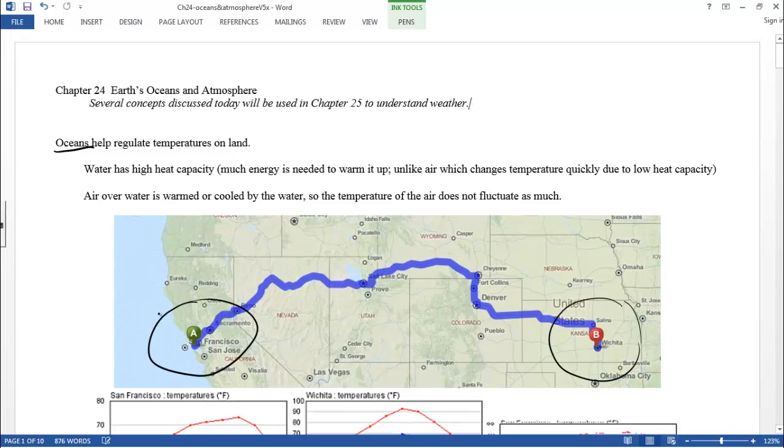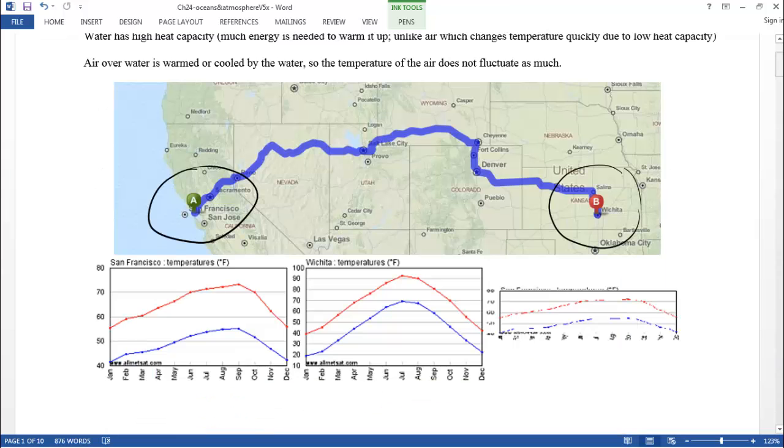But if you're in San Francisco, you're right next to the ocean, and it takes a lot of heat energy to change the temperature of the ocean. It doesn't change very quickly. So the temperatures stay pretty constant in the water, despite the change of seasons, and that's going to moderate the temperature of the air. So here's some annual temperatures.